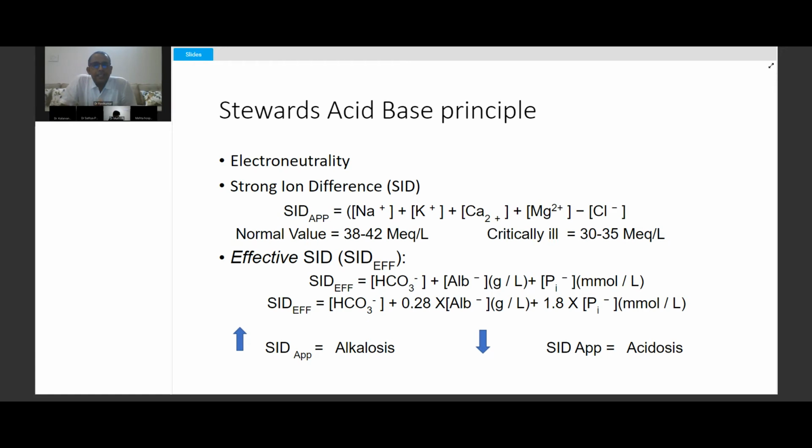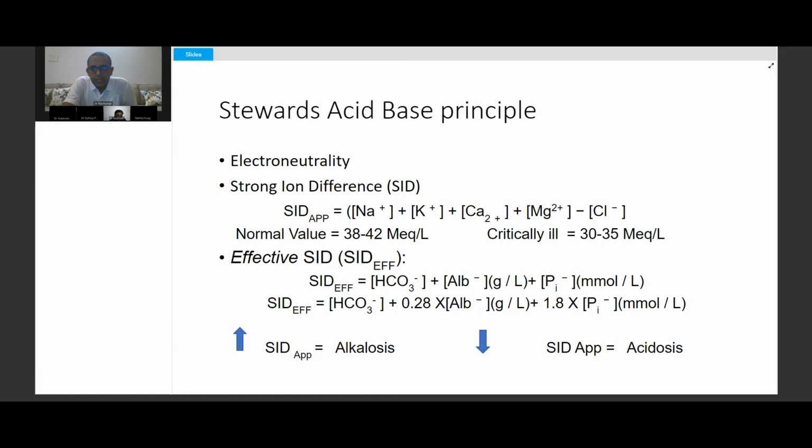In the critically ill, studies have shown that this value is relatively less, because hypovolemia is quite common in these patients, and they are tachypneic when they are sick. So their PCO2-driven loss resets the strong ion difference to 30 to 35. If the strong ion difference is increased, it causes water to dissociate in such a way that hydrogen ions are lost, so you get alkalosis. When you have a narrowed or decreased strong ion difference, you have acidosis.